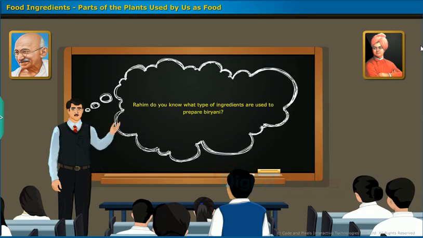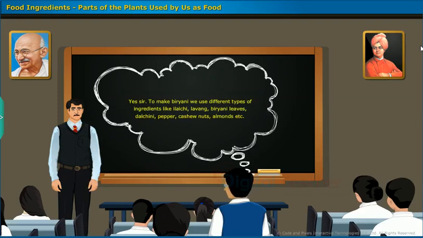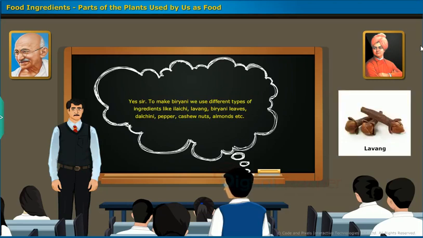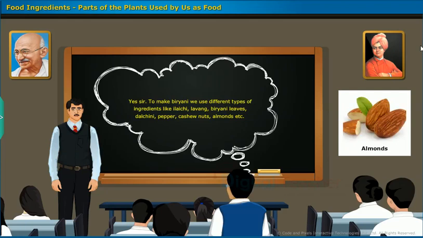Rahim, do you know what type of ingredients are used to prepare biryani? Yes, sir. To make biryani, we use different types of ingredients like ilachi, lavang, biryani leaves, dalchini, pepper, cashew nuts, almonds, etc.